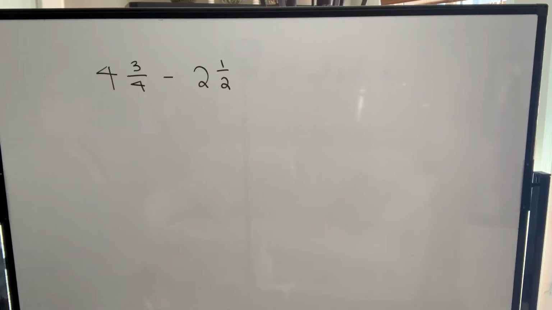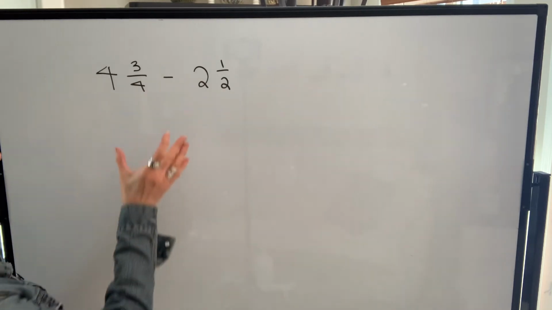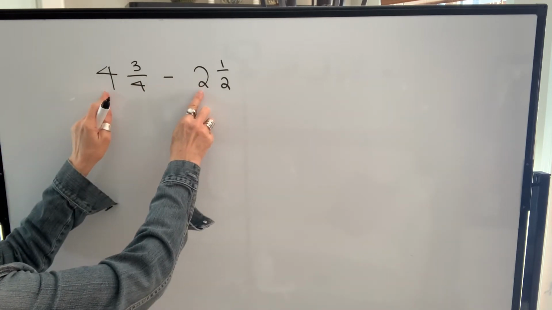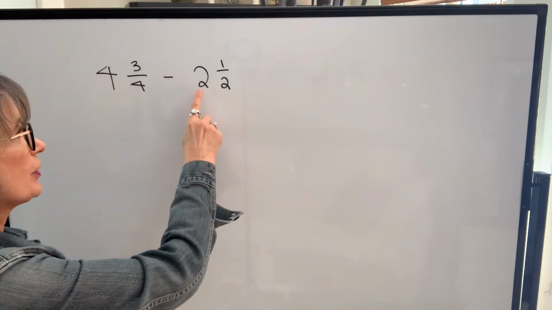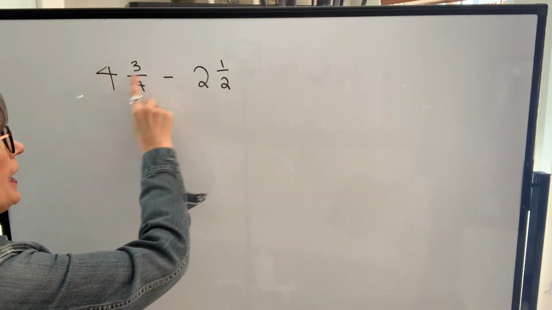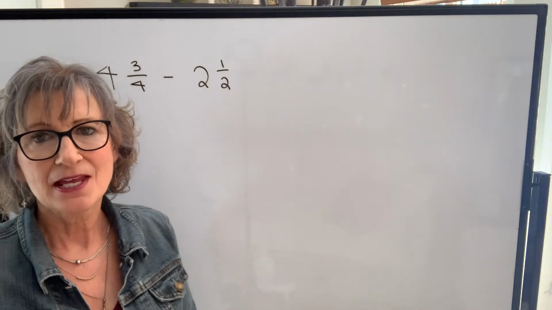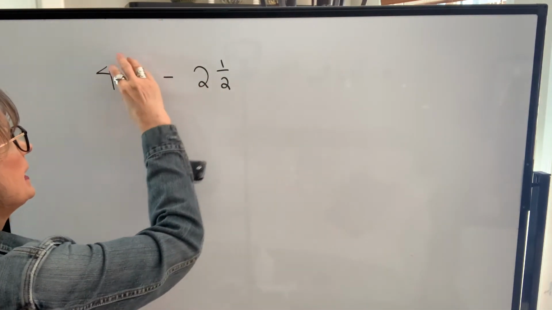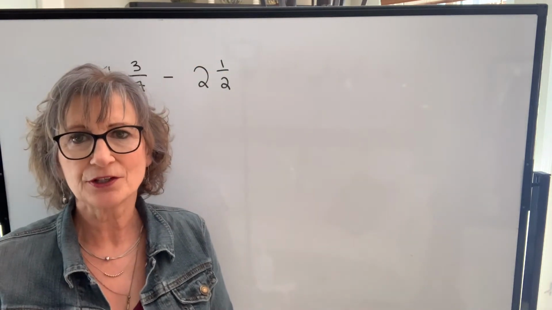If you're asked to subtract when you're dealing with mixed numbers, the way that you can think of it is: subtract the whole numbers and then subtract the fraction part. So you're going to subtract 2 from 4 and you're going to subtract 1/2 from 3/4. And in order to subtract 1/2 from 3/4, these need to be expressed as equivalent fractions with the same denominator.